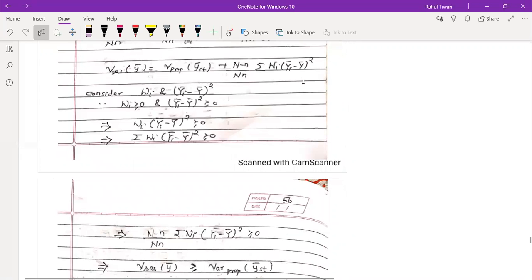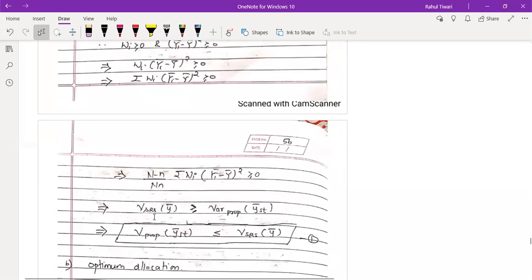So if this quantity is positive, one can directly write variance of y bar greater than or equal to variance of y bar under proportional allocation. And hence I can say that variance of y bar proportional allocation is less than or equal to variance of y bar. Either this way or this way, both can be asked, so you can remember whichever way you feel comfortable.